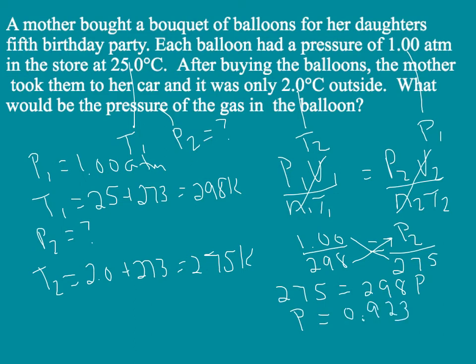And now again, what is our unit? We look at our first pressure, ATM, so ATM is our unit for this one. So pressure 2 is equal to 0.923 ATM. And this one was using what would have been called Gay-Lussac's law, but again, we don't have to worry about that because we're just going to cross out the units not used.